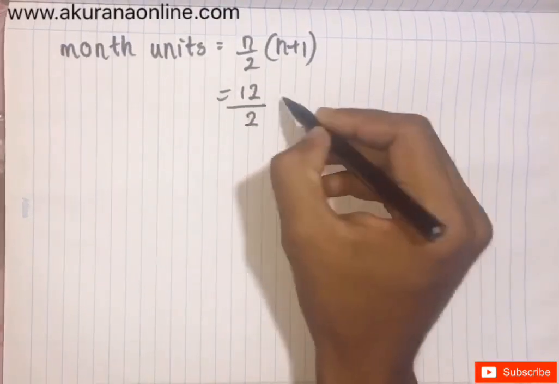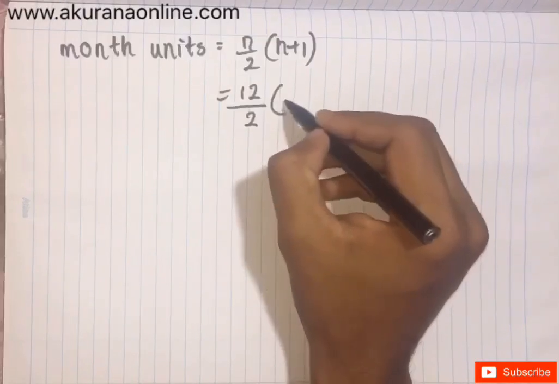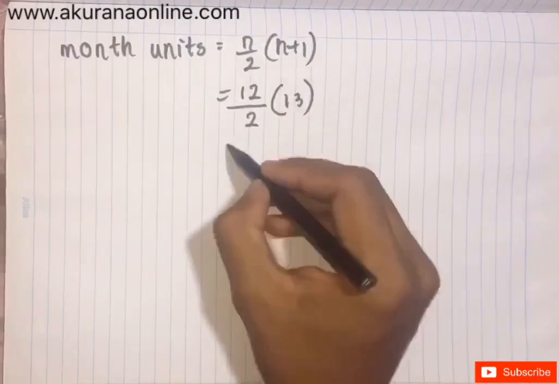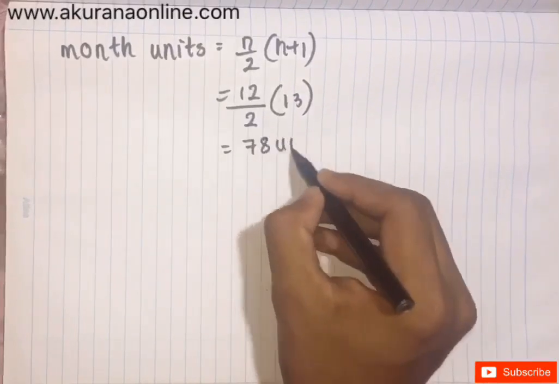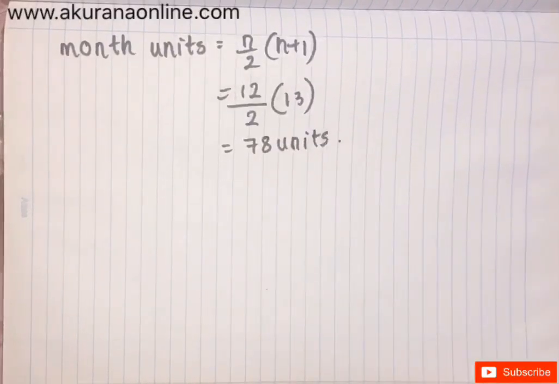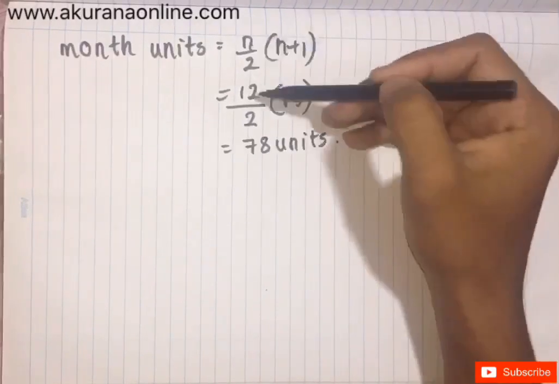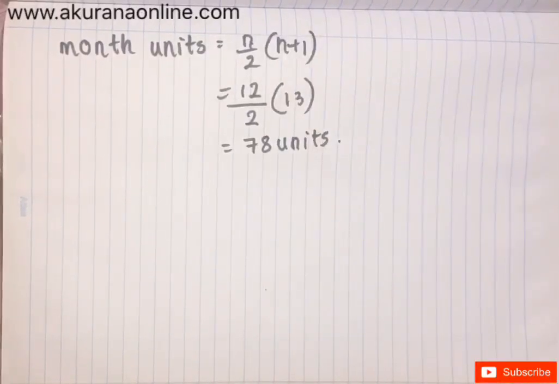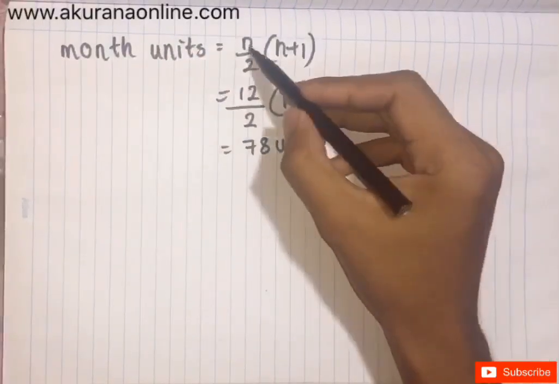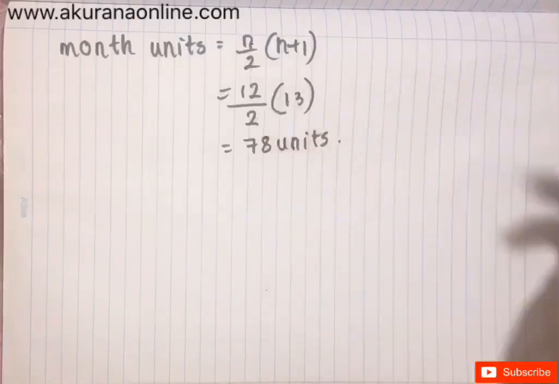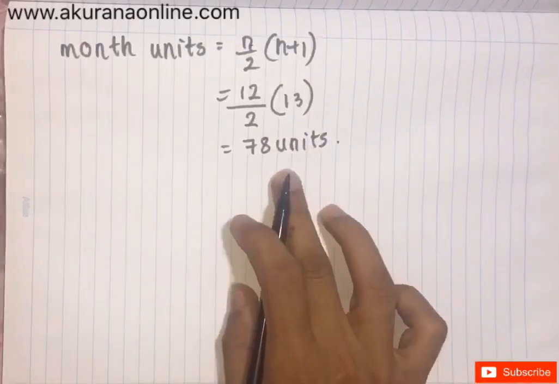12 divided by 2 is 6, and n plus 1 is equal to 13. Therefore, 6 multiplied by 13, you get 78 units. You substitute n, the number of months. Altogether n is equal to 12, since they are going to pay it in 12 months. Therefore, altogether you have 78 units.